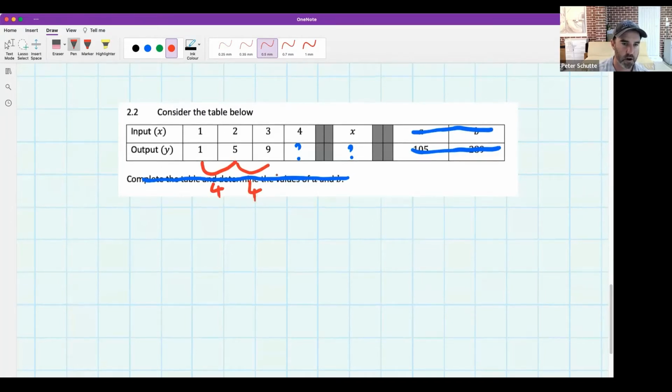And I see some people are saying in the chat that we go up by 4. They've spotted that and they think that might be helpful. The output seems to go up by 4.